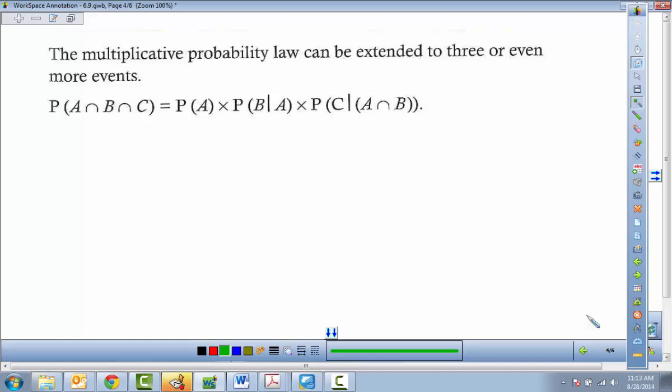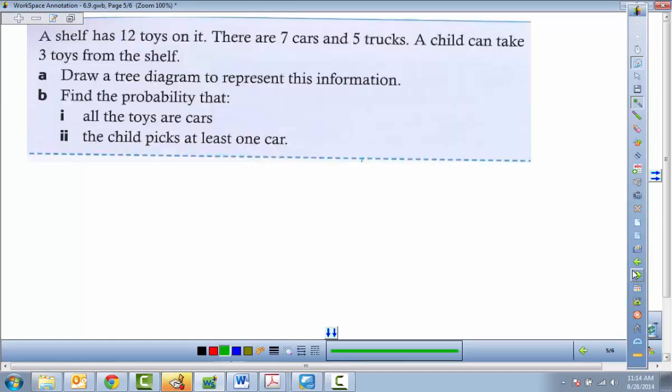And you know what? We can take this multiplicative property law. Normally we just have probability of A and B is equal to the probability of A times the probability of B given that A occurred, but we can extend it to a third event or even more. So A and B and C, well, we tack on the probability of C given that A and B has already occurred, and this is easiest to see again on one of these tree diagrams.